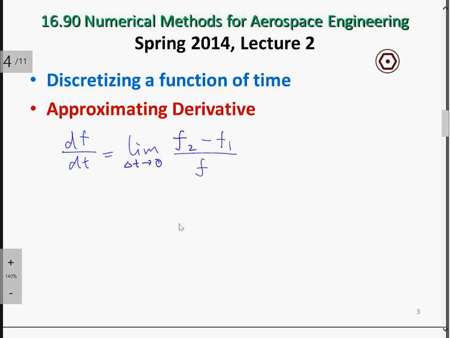f2 minus f1 over... There is a delta. Okay, you did about half of this.